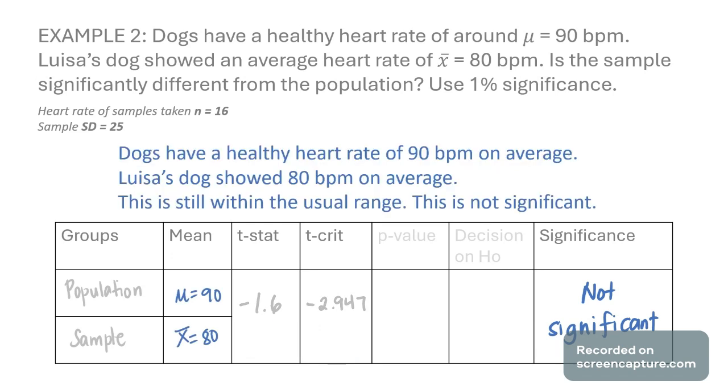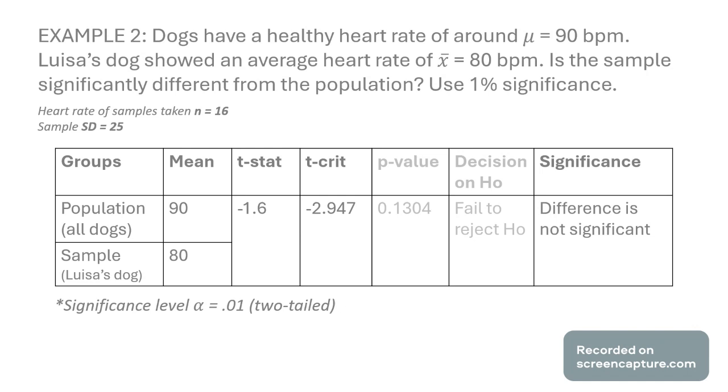This means that dogs display heart rates of 90 bpm on average. Louisa's dog showed 80 bpm on average, but this is not significantly far from the average. This is still within the usual range. This is not yet significant. This means Louisa should not panic as a fur parent, although a trip to the vet would be helpful as well. And this is the formal appearance of the statistical table that compares the sample mean and the population mean. We skip the other two columns for a future discussion.